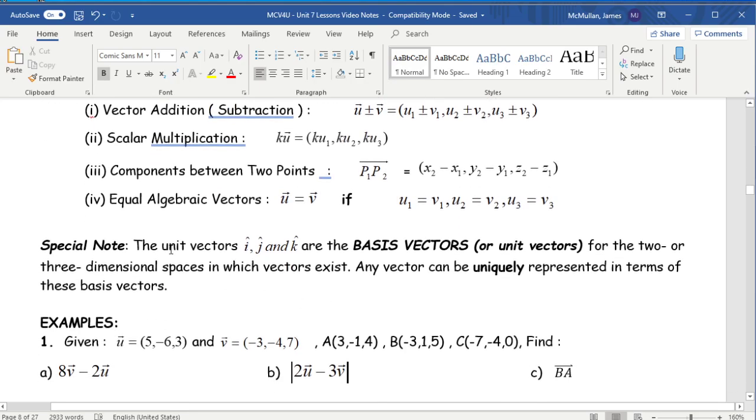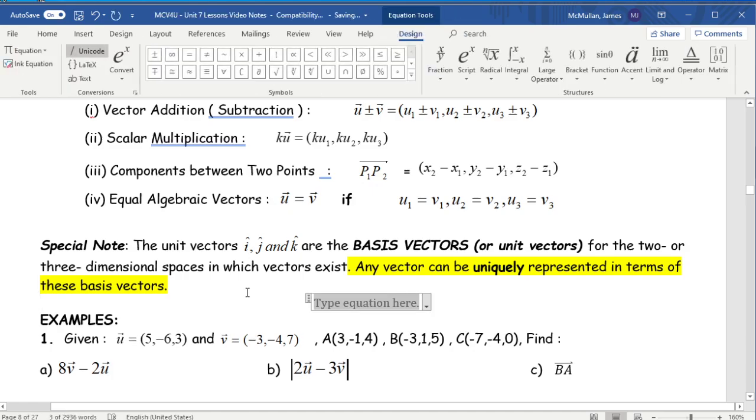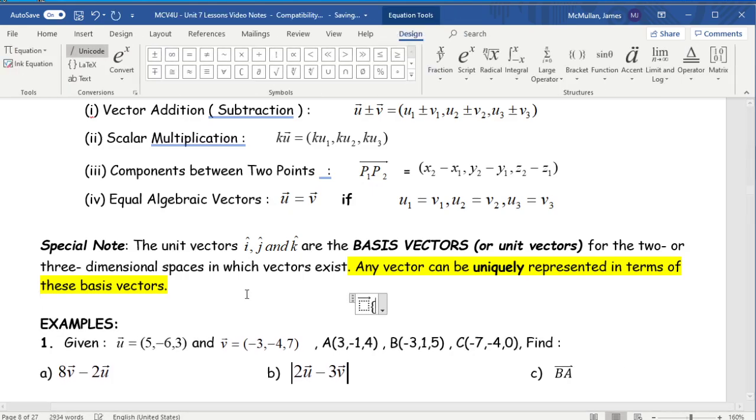Again, the unit vectors i, j, and k have a special name called basis vectors because they basically create 3 space. If you have vectors i, j, and k, you can express any other vector in 3 space as some combination of those 3. It says any vector can be uniquely represented in terms of those basis vectors. And again, this is a very simple idea.